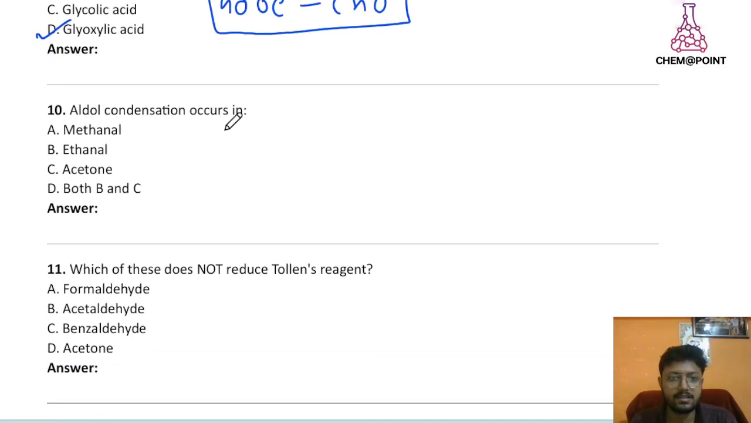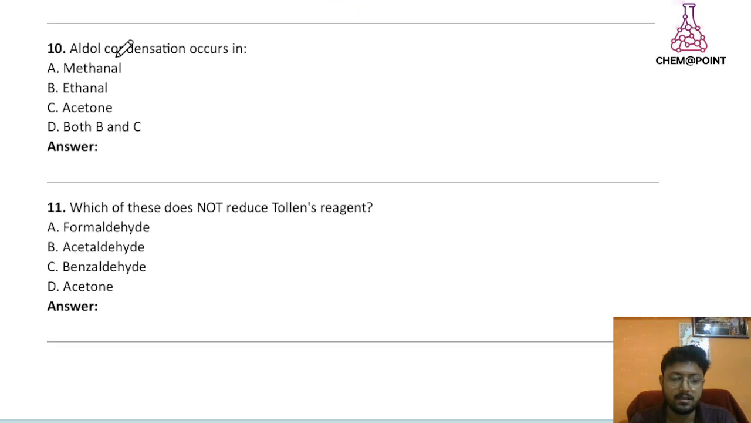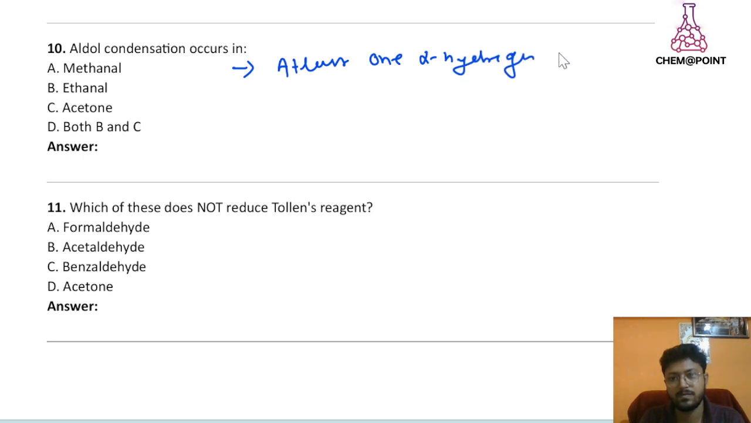Then, aldol condensation occurs in which compound? Option A, methanol; B, ethanol; C, acetone; D, both B and C. How to know which compound shows aldol condensation? The condition is that at least one alpha hydrogen must be present. So draw the structure.